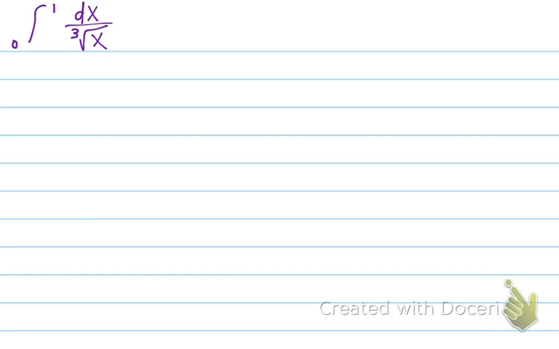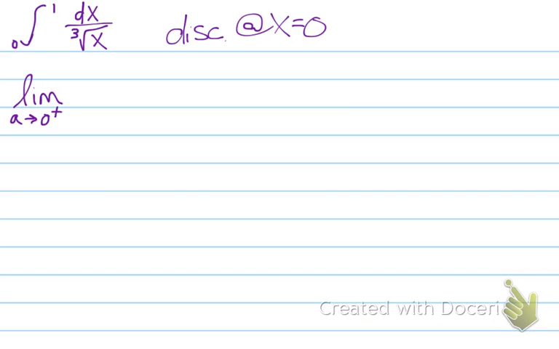Alright, so this is the integral from 0 to 1 of 1 over the cubed root of x dx. I notice that if I plug in 0 down here at the bottom, I have an infinite discontinuity at 0. So I'm just going to make a little note that I have a discontinuity at x equals 0. So therefore, at one of my limits, I have an infinite discontinuity, because if I plug in 0, that's not okay. So what I'm going to do is take the limit as a approaches 0 from the right-hand side, from a to 1 of 1 over the cubed root of x dx.